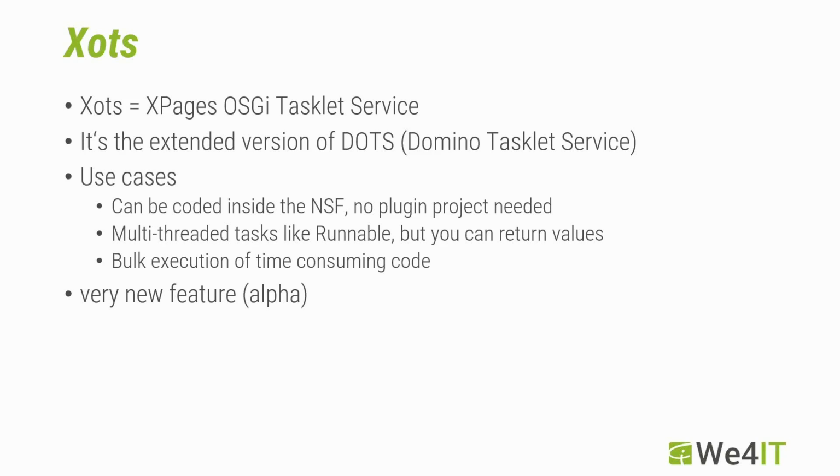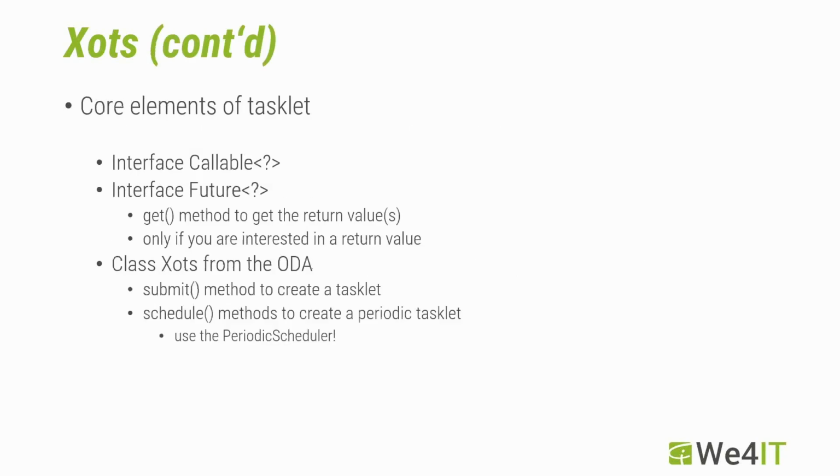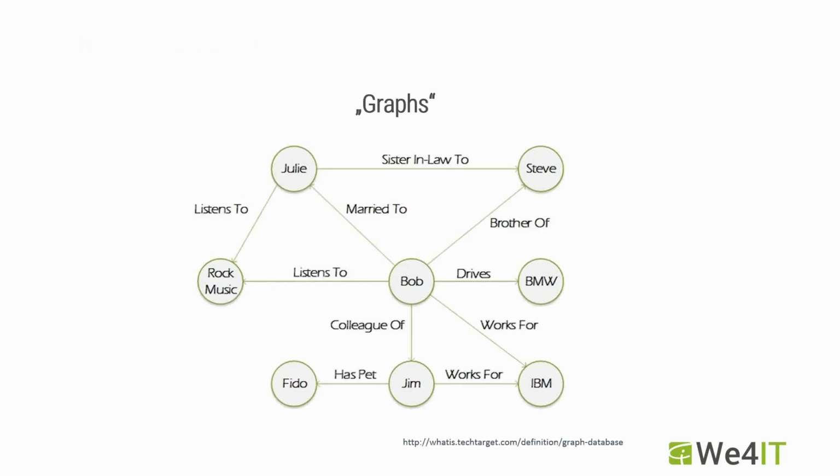I would say it's alpha because sometimes it's a bit buggy. Okay. As I'm running out of time, I want to skip that because it's not that interesting. I think the thing you are here for is the graph stuff. This is a completely different topic, but now available in Domino.